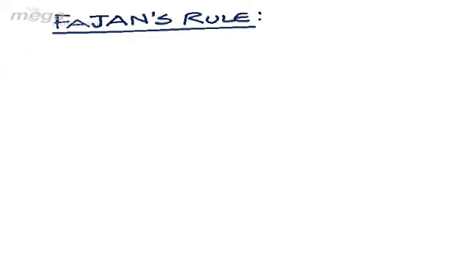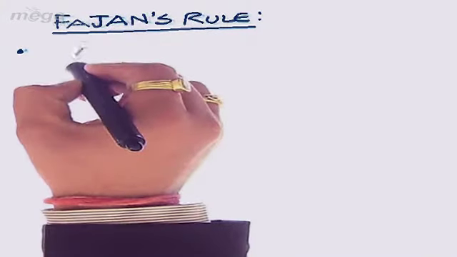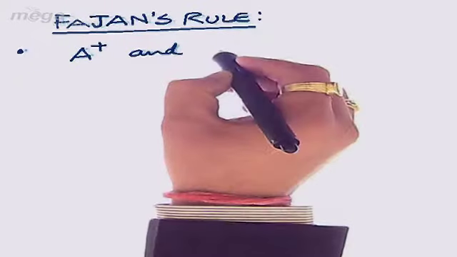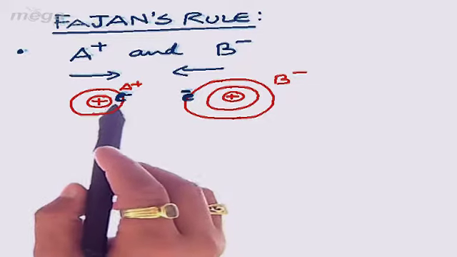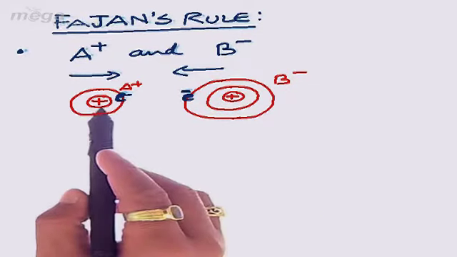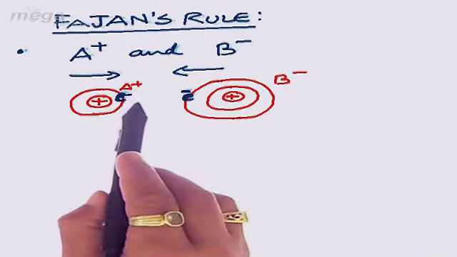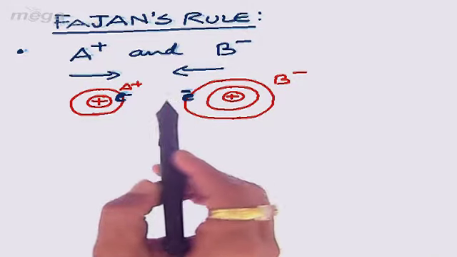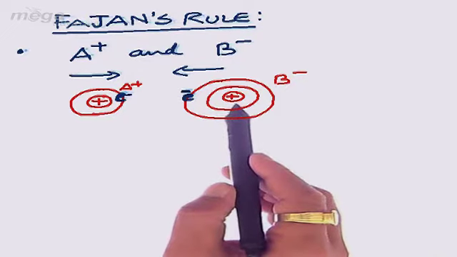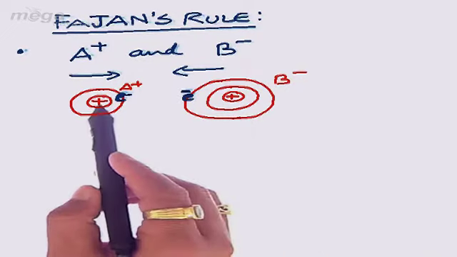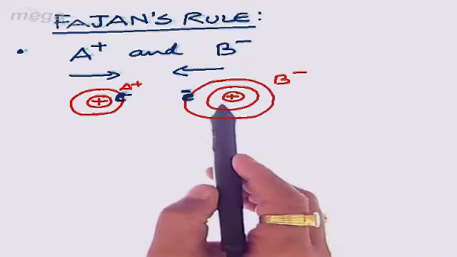For this, let us consider two charged species, A positive and B negative. Now we are observing that when these two species approach each other, firstly, there will be repulsion between the electrons. There will also be repulsion between the dense positively charged nuclei of the two ions, and there will be attraction between the positively charged nucleus and the electron.